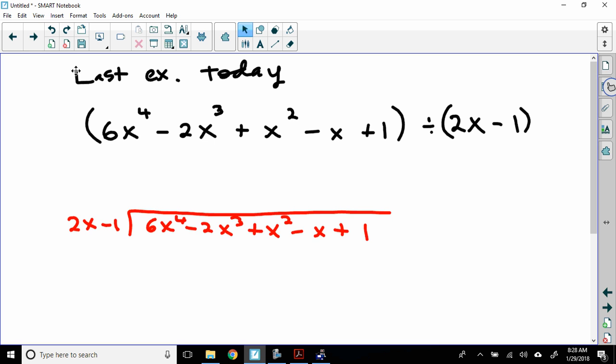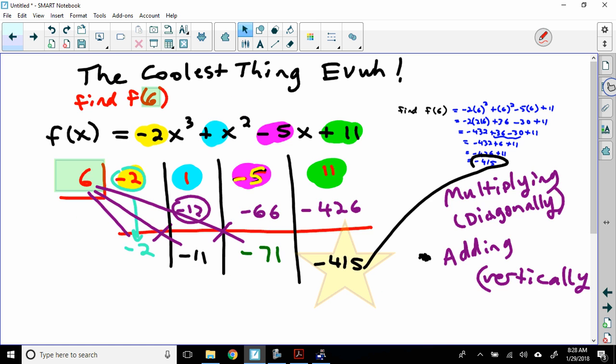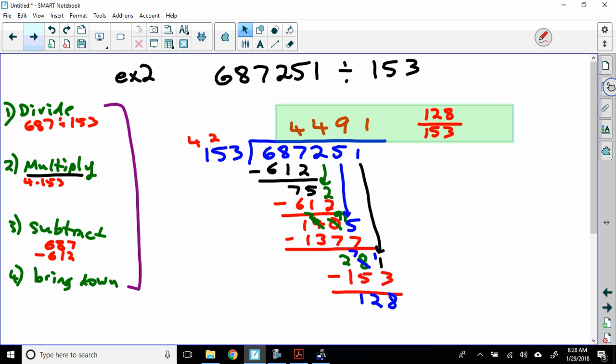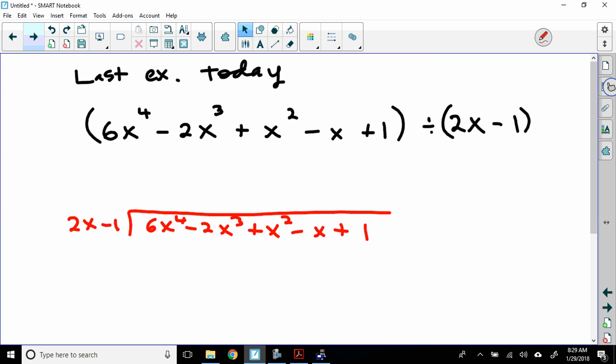Now, it looks pretty overwhelming to try to figure out how many times 2x minus 1 goes into all of that. It looks very overwhelming. And it also looked overwhelming when we tried to see how many times 153 went into 687,251, didn't it? So we didn't look at the whole thing. We just looked at part of it, didn't we? So that's all we're going to do. We're just going to look at part of this.